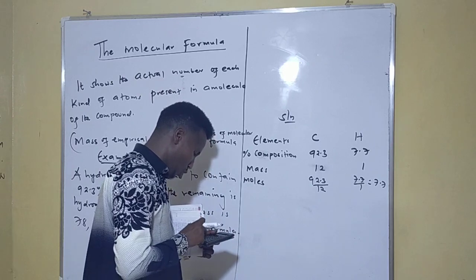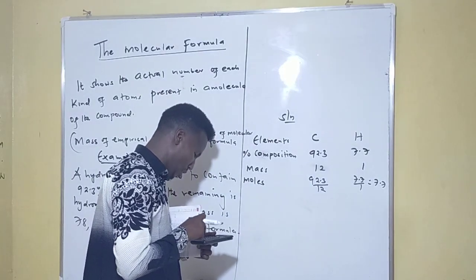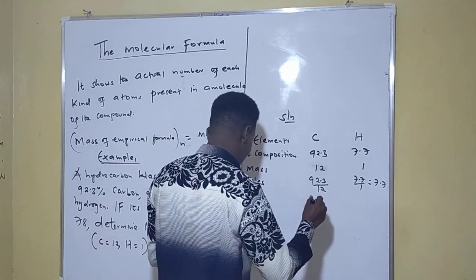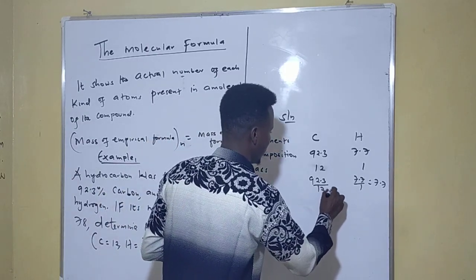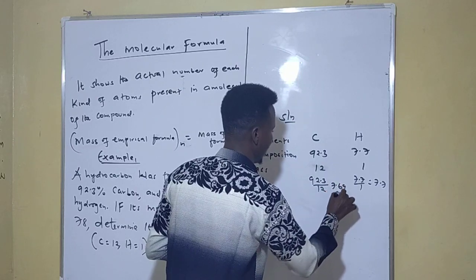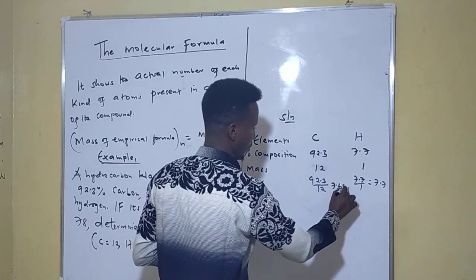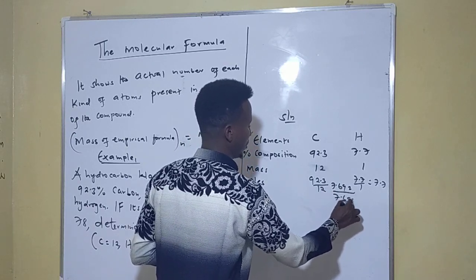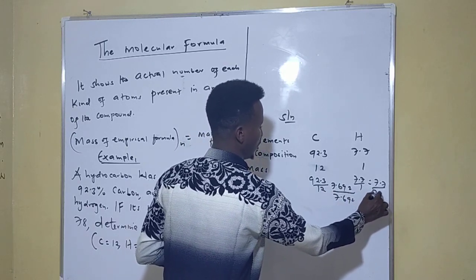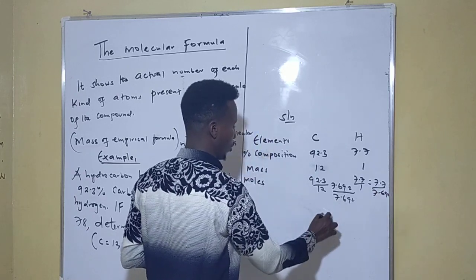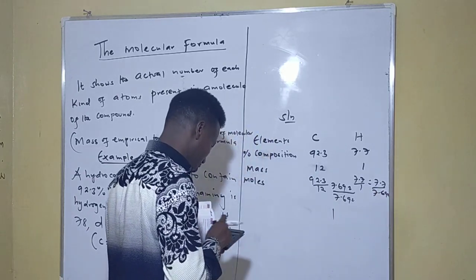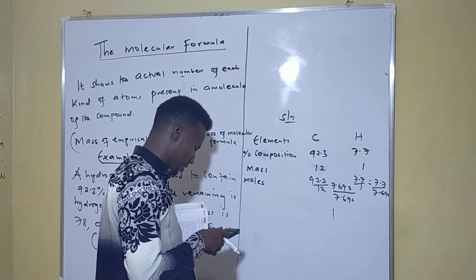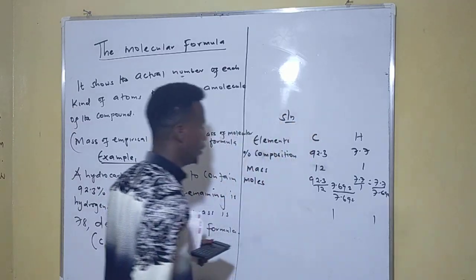7.7, sorry. So you're going to say 92.3 divided by 12. That is 7.69, okay? So this seems to be smaller than that one. So divide by 7.692, divided by 7.692. So we're going to get 1. Let me also divide that one. 7.7 divided by our final answer. It will be 1 also.